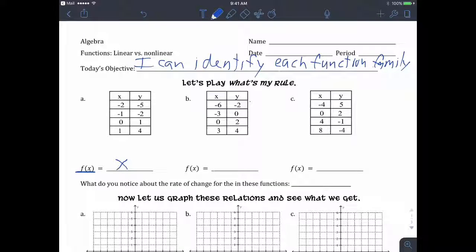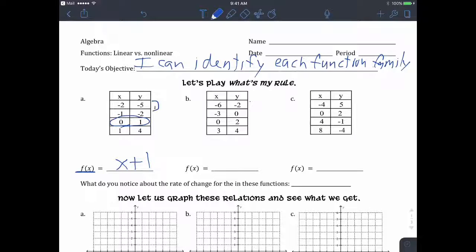Now, the number that comes after the x depends on the input of 0, and we can see the input of 0 is a 1. So we're going to put plus 1 afterwards. And then the number that goes out in front depends on the change in the y, and then we're going to divide by the change in the x.